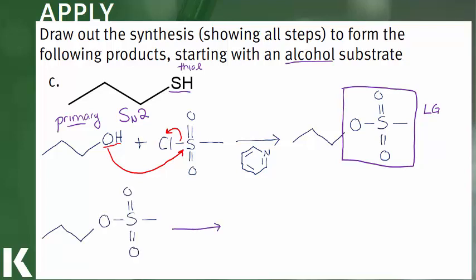So since we are adding that SH group, we would use SH minus as our nucleophile. And then for our solvent, we can use any sort of polar aprotic solvent, perhaps DMSO this time. So our SH minus nucleophile is going to come in and attack, kicking off our leaving group, and then we would get our final thiol product. So now you should feel more comfortable starting with alcohols and undergoing substitution reactions, either via Sn1 or Sn2 pathways.